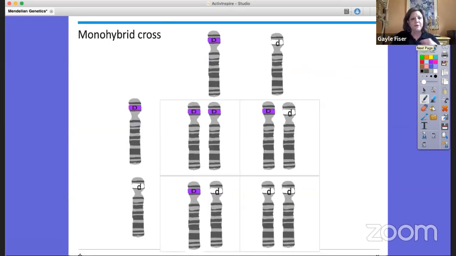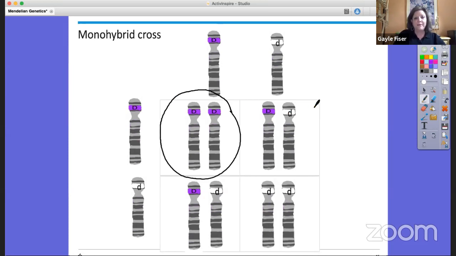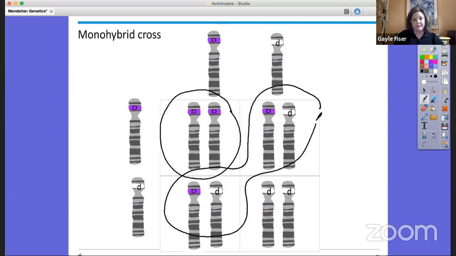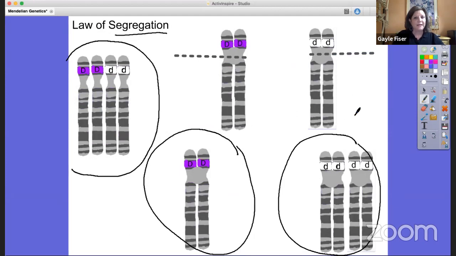Okay, I know that you're familiar with a monohybrid cross. We have a hybrid here, we have a dominant and a recessive, and now we have our homozygous dominant, our 2 heterozygous, and then our recessive. So there is our 3-to-1. And this is what allows that 3-to-1 ratio to happen, the law of segregation. It allows this moment to happen.